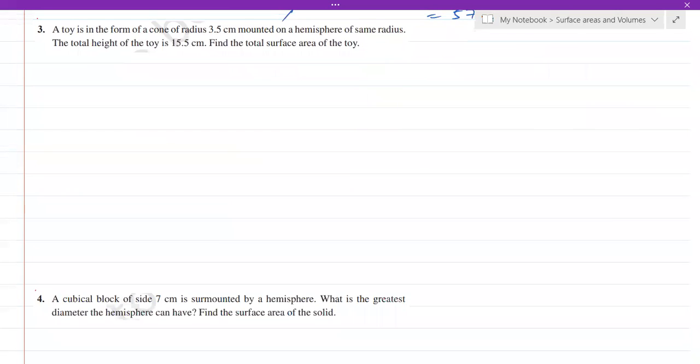Let's get into the next question. A cone of radius 3.5 centimeter mounted on a hemisphere of same radius. So we have got a toy which is in the form of a cone mounted on a hemisphere. Let's say this is the cone, which is mounted on the top of a hemisphere. The toy looks something like this. Now the radius of the cone and the radius of the hemisphere are obviously same because they coincide with each other. So R is equal to 3.5 centimeter.